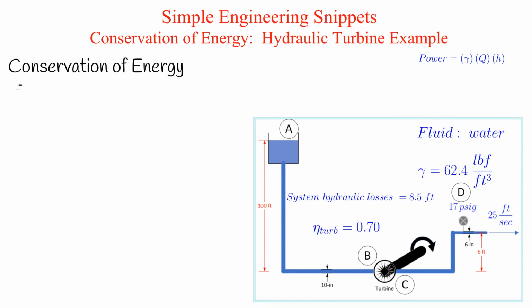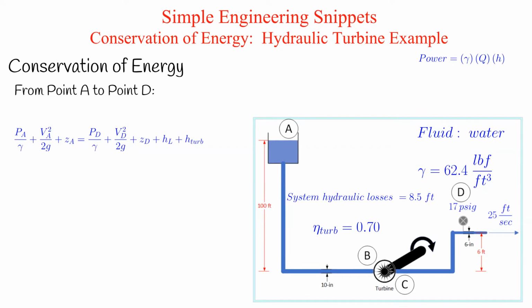Now let's apply conservation of energy from point alpha to point delta. The pressure at alpha is atmospheric or 0 since we will be working in gauge pressure. The velocity at alpha is 0 since it is a large tank. The elevation at alpha is given as 100 feet.